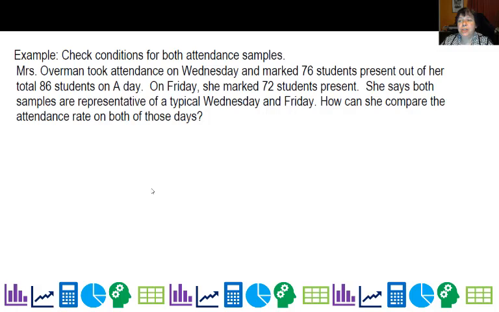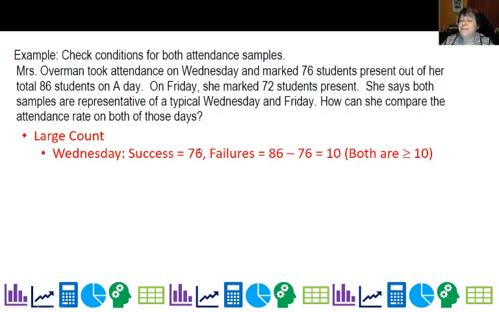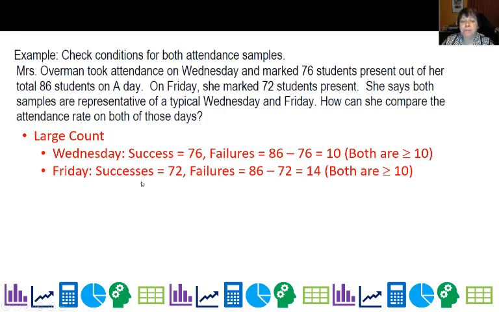Now let's go ahead and check conditions for both attendance samples. So the first condition is the large count condition. On Wednesday, I had 76 successes. 76 kids showed up, but I had 10 failures. 10 kids didn't show up. But both of these values are greater than or equal to 10, so the condition's met for the Wednesday sample. For the Friday sample, successes are 72 and failures are 14. Both are greater than or equal to 10.